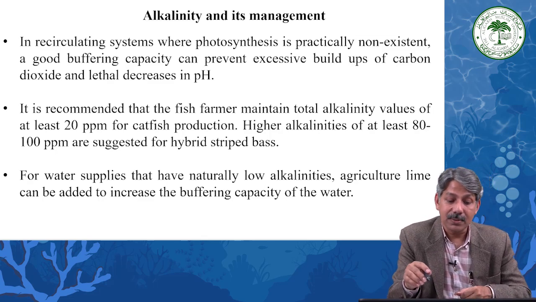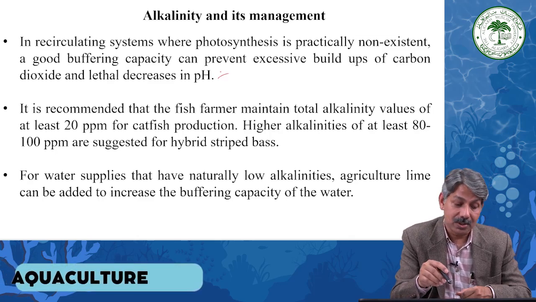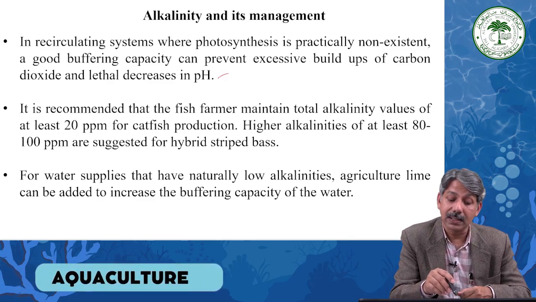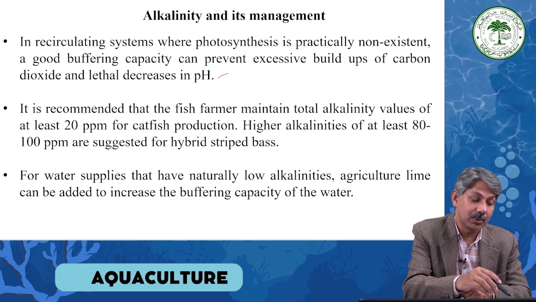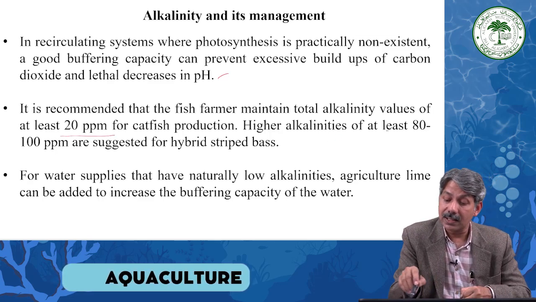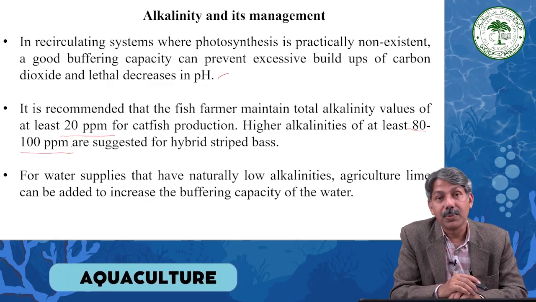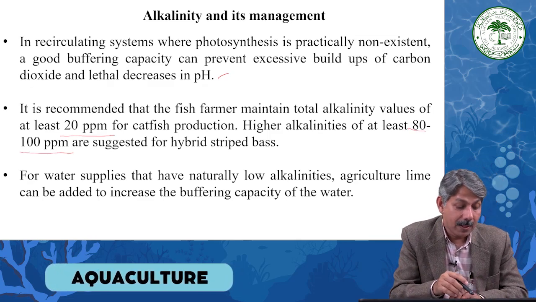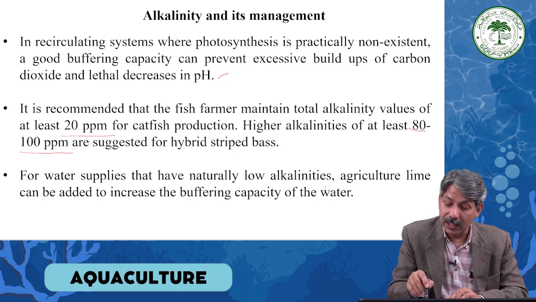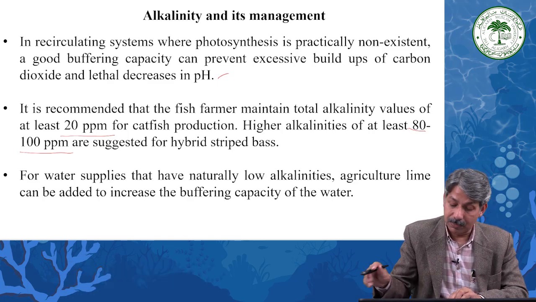Alkalinity and its management. In recirculatory systems where photosynthesis is practically not existent, a good buffering capacity can prevent excessive buildup of carbon dioxide and lethal decreases in pH. It is recommended that the fish farmer maintain total alkalinity values of at least 20 ppm. For catfish production, higher alkalinities of at least 80 to 100 ppm are suggested for hybrid striped bass.